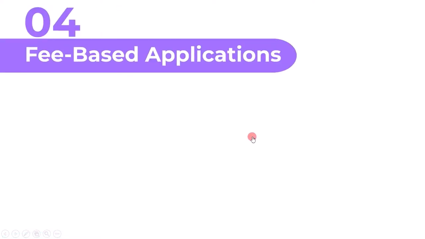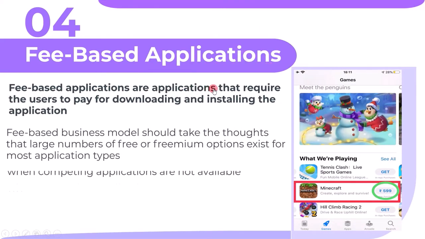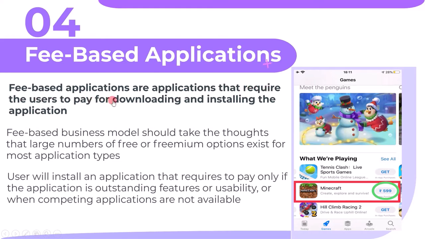The fourth model is fee-based applications. Fee-based applications are applications that require the users to pay for downloading and installing the application. While deciding on the fee-based business model, one should take into account that large numbers of free or freemium options exist for most application types. The user will install an application that requires payment only if the application has outstanding features or usability, or when competing applications are not available. For example, Udemy is a fee-based application.